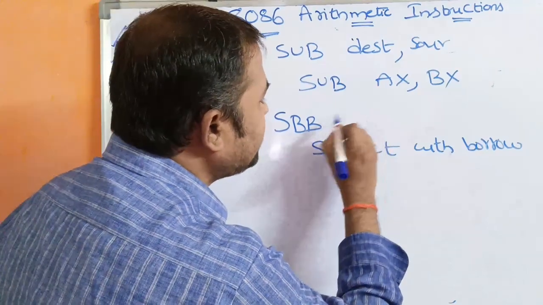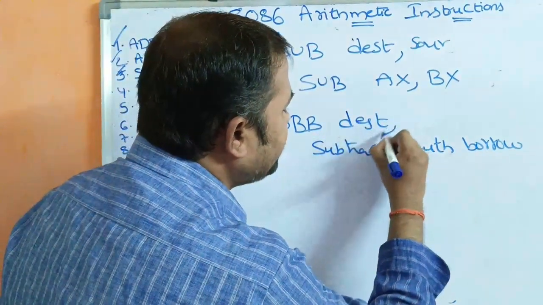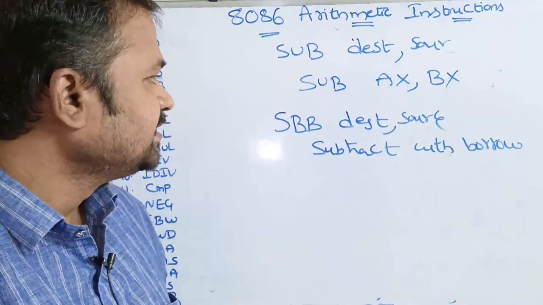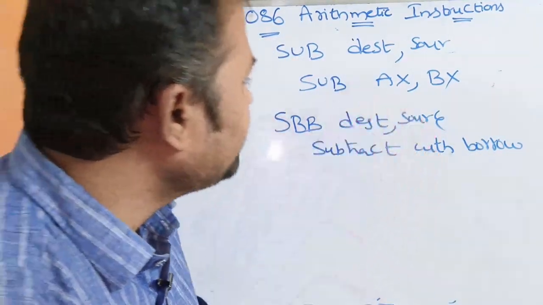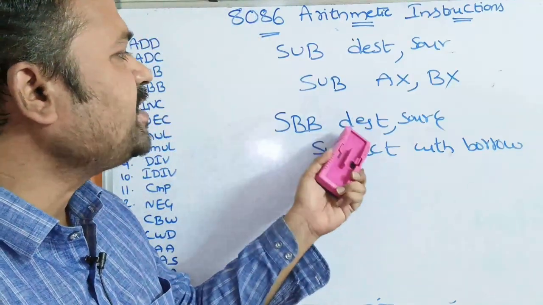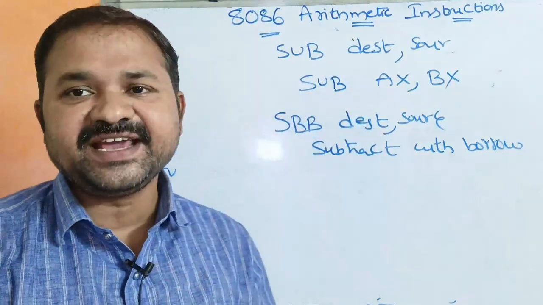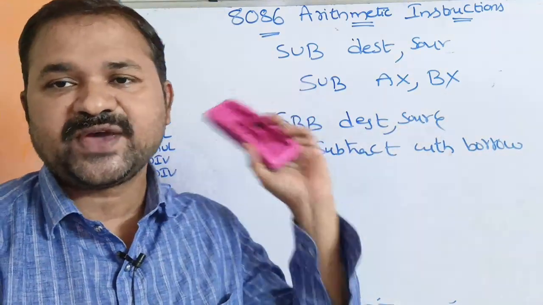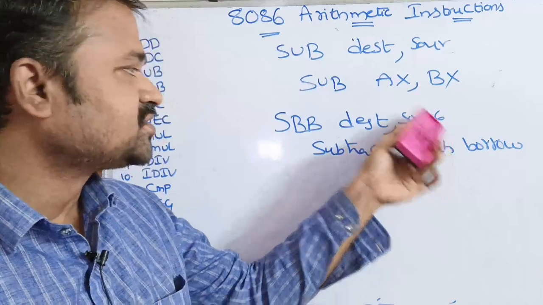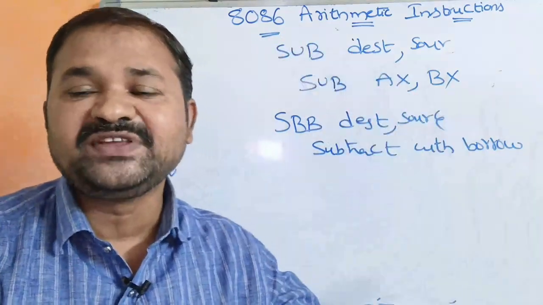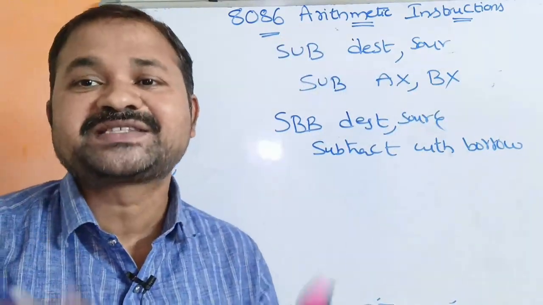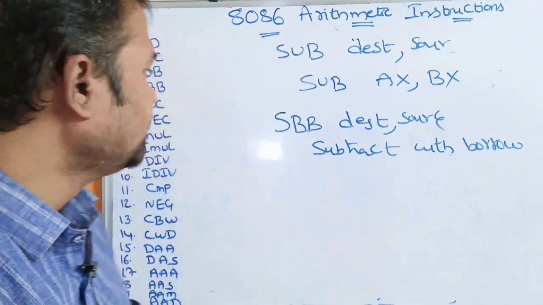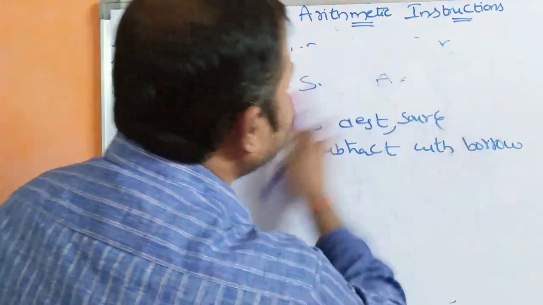So the syntax is the same: SBB destination comma source. The SBB instruction subtracts source from the destination along with the borrow value, and the corresponding result will be stored in the destination. Borrow means carry value. For storing it, the carry flag will be used. Okay. So this is about SUB and SBB.